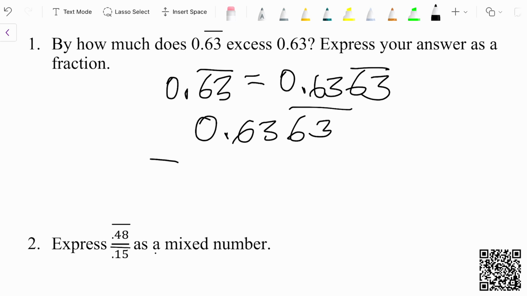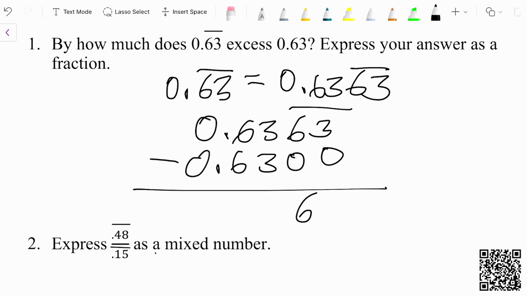So since this is just zeros in the back, we get 0.0063 with a bar.